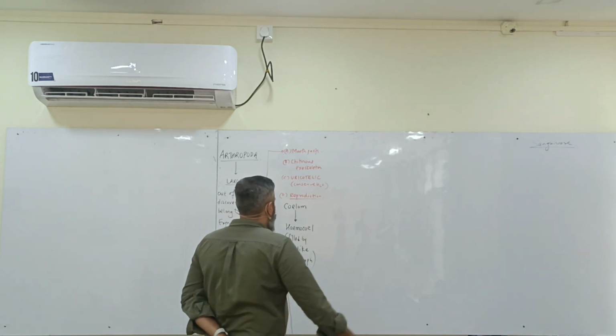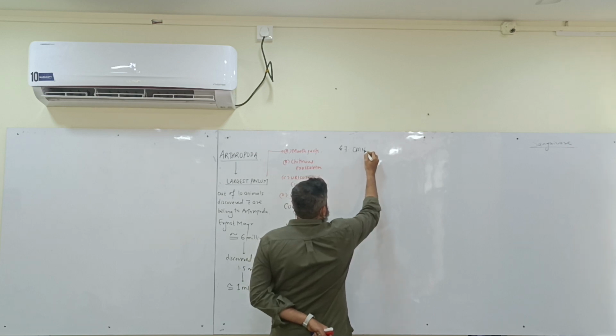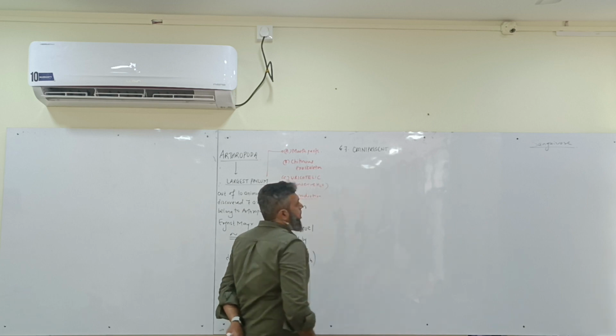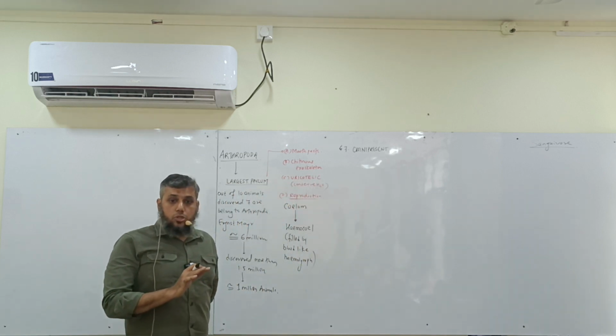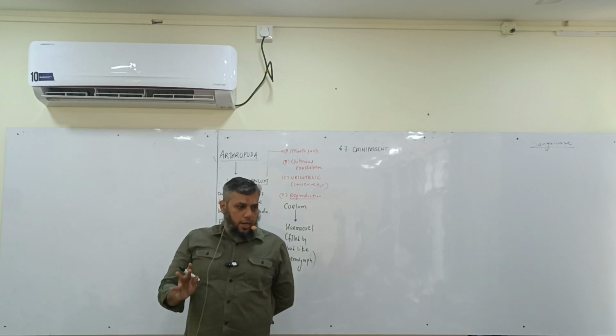Now we'll talk about their features, and it's point number 6. They are omnipresent, we can use this word, meaning you find them almost everywhere: land, water, air, everywhere you will find.